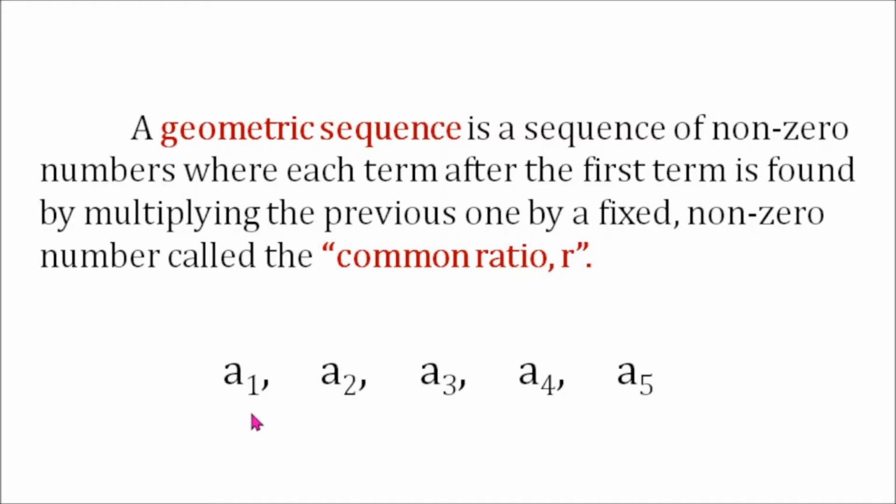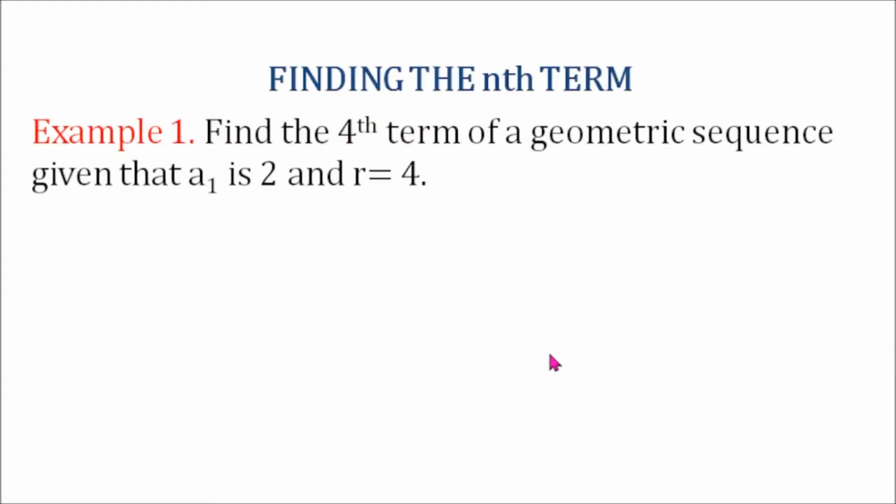For example, if we have a sub 1, a sub 2, a sub 3, a sub 4, and a sub 5 as the first 5 terms of our geometric sequence, that means a sub 1 times r equals a sub 2, a sub 2 times r equals a sub 3, a sub 3 times r equals a sub 4, and a sub 4 times r equals a sub 5. Now, let's discuss how to find the nth term of a given geometric sequence.